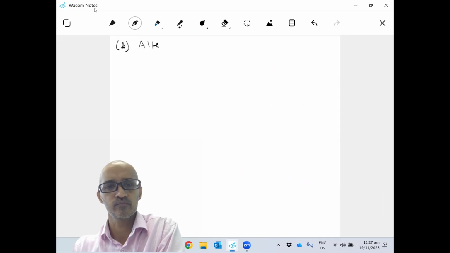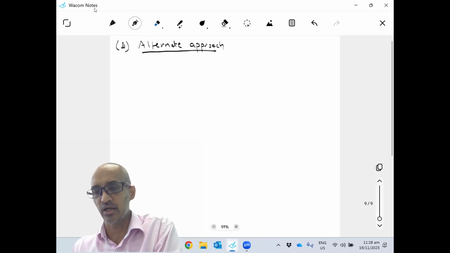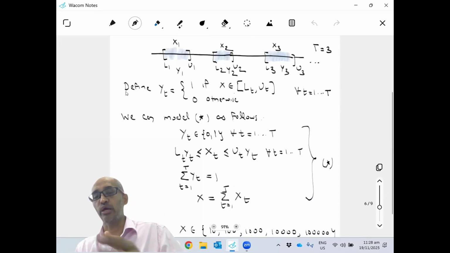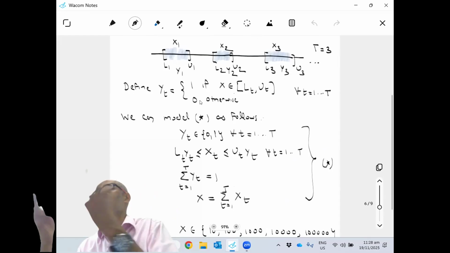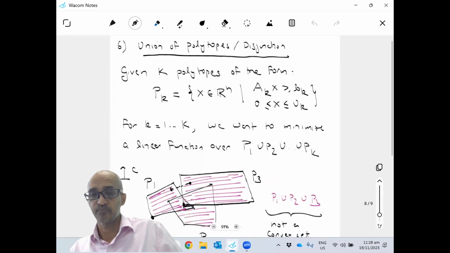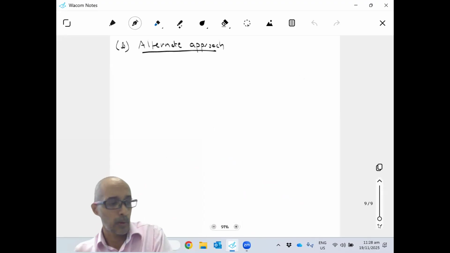Alternate approach. We'll use an idea similar to what we did with the disjunctions, the discontinuous values. We'll try to introduce a variable for each set and then try to ensure we bring them all together. That's the basic idea.